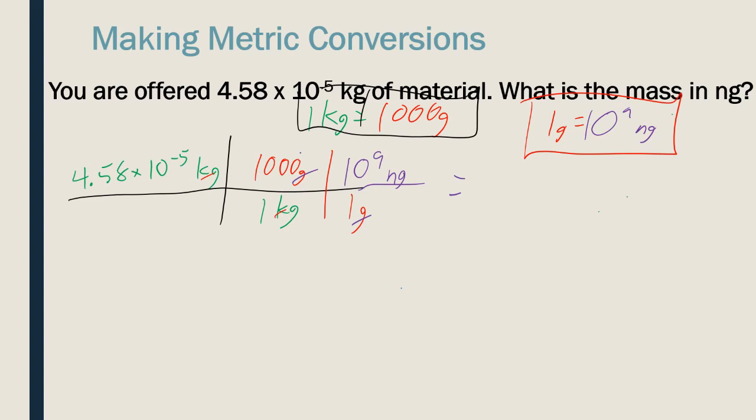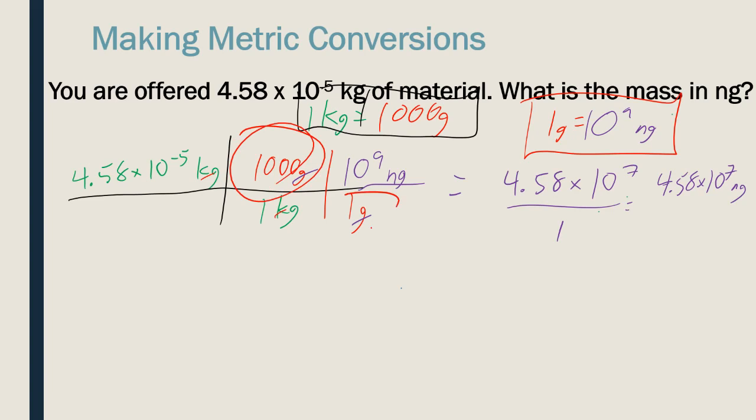So that's 10 to the 3rd, and 10 to the 9th is 10 to the 12th, and 12 minus 5 is 10 to the 7th. So you get 4.58 times 10 to the 7th, right? Minus 5 plus 3 is minus 2. Minus 2 plus 9 is positive 7. And that's going to be divided by 1. So therefore, it's just 4.58 times 10 to the 7th nanograms. All right, so that's how you do that. We use the base, though, like Megan Trainor was saying, right? This base unit is helpful.